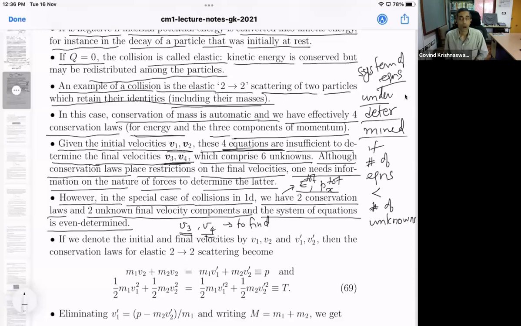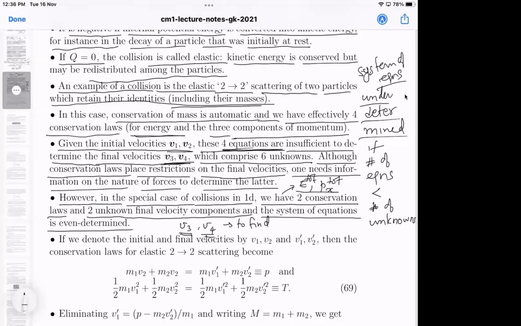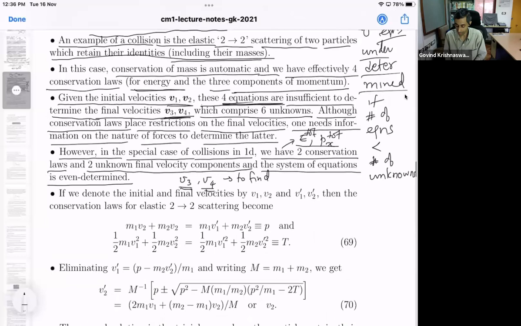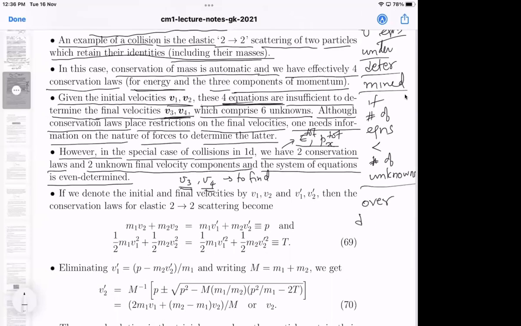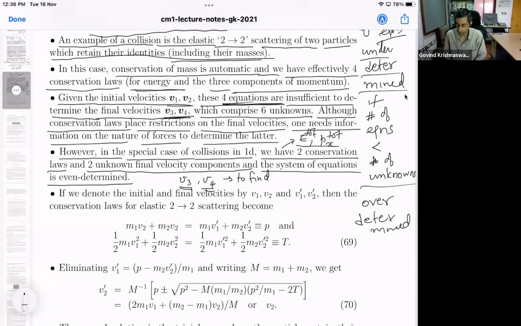Now, can you suggest a name for the opposite case where you have more equations than unknowns? In that case, because you said underdetermined, that would be overdetermined. Correct. Overdetermined if the number of equations is more than the number of unknowns. So that is a nice term for that.